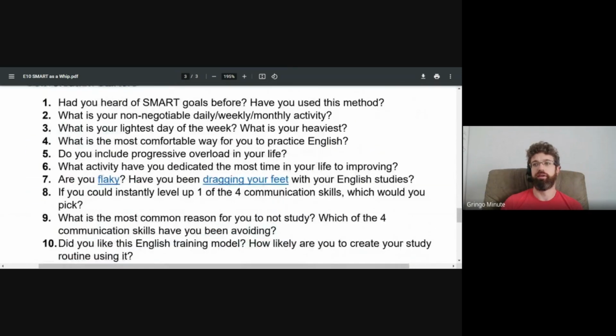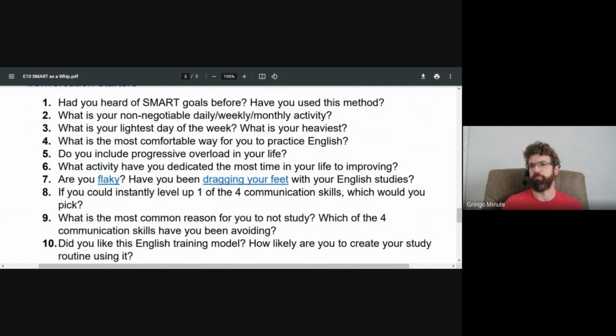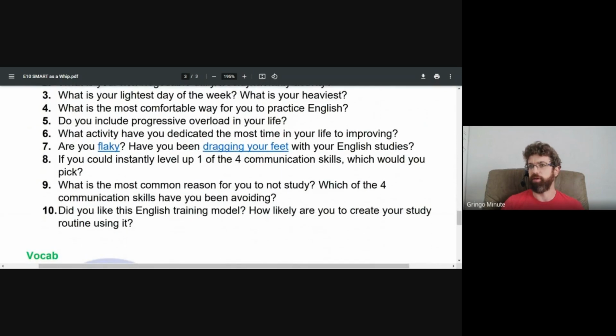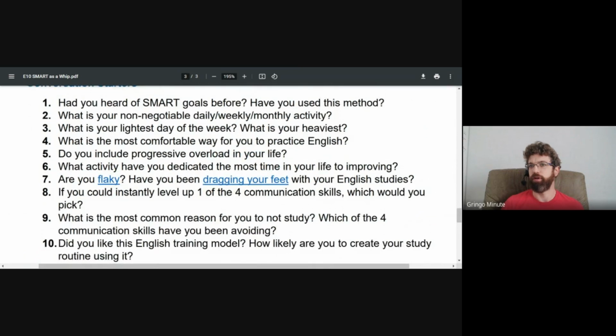I really liked it. We have some conversation starters. Let me pick a good one. Let me see. What activity have you dedicated the most time in your life to improving? That's a big question. I always use the superlatives, the most time, the biggest, the most important. But it's just to write the questions.